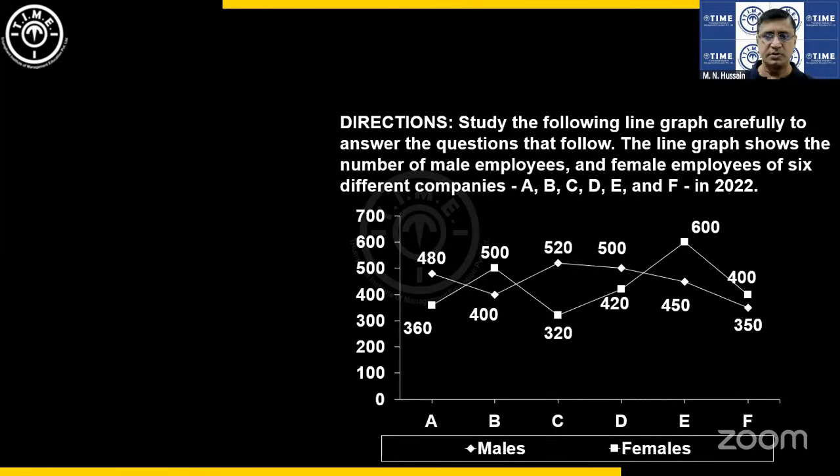Okay, now let's look at the set of questions given based on this. Study the following line graph carefully to answer the questions that follow. The line graph shows the number of male employees and the female employees in 6 different companies A, B, C, D, E, and F in 2022. So what is the male and female here? The data is given. Now, using this information, we need to answer the questions.